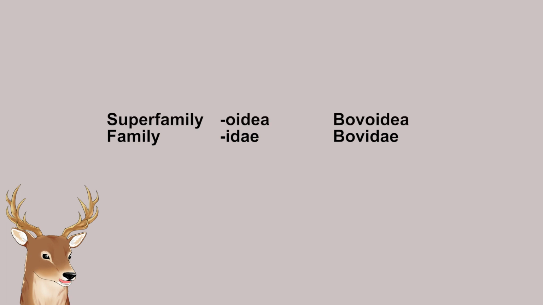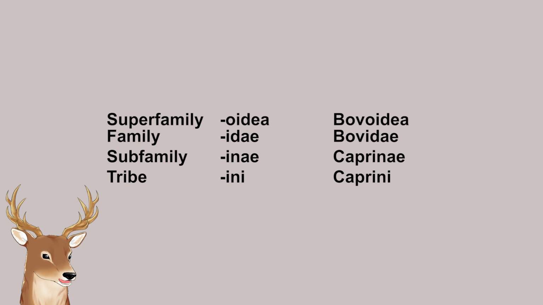Some ranks have a common characteristic to the way they are named. For example, all taxa in the family rank have the suffix -idae. Superfamily rank has the suffix -oidea. Subfamily has the suffix -inae. Tribe has the suffix -ini.